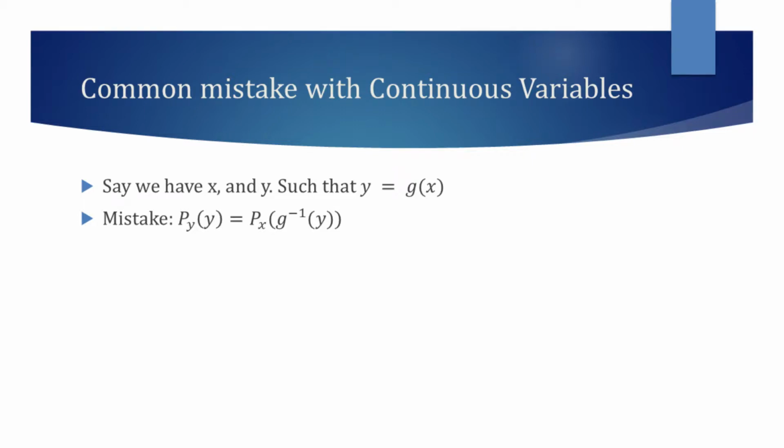Let's say we have random variables x and y that are deterministic functions of one another, such that y equals g of x, where g is an invertible, continuous, and differentiable transformation. The common mistake here is to assume that the equality displayed on the slide is true. Let's now consider an example that shows this to be a wrong assumption.